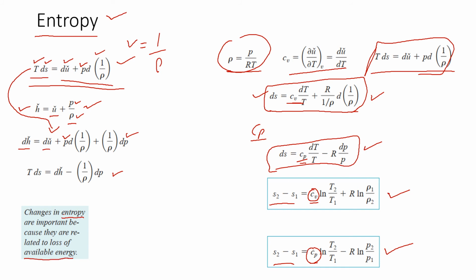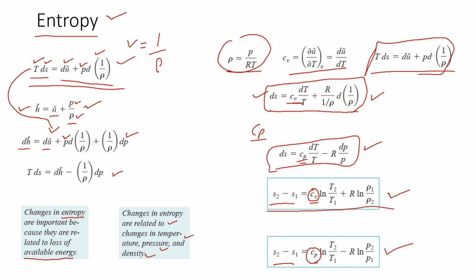Whenever we are talking about energy, we are also interested in the loss of available energy, because this is the major factor in every problem: how much energy we are getting or how much energy is being lost from the available energy. Then changes in entropy are related to the changes in temperature, pressure, and density, as we can see from here that the changes in entropy at constant specific volume will be equal to the change in temperatures and the change in densities, and at constant pressure it will be equal to a change in temperature and change in pressure. So these are the terms that are interrelated.